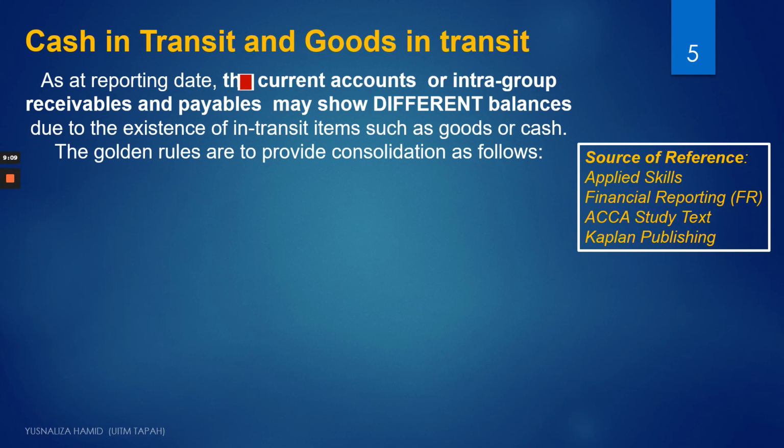As at reporting date, the current account or the intra-group receivables and payables, if you have transacted between parent and subsidiaries or maybe among subsidiaries themselves that are controlled by the same parent, it may show different balances due to the existence of these in-transit items such as goods or cash in transit. So what are the golden rules here? It is to provide consolidation as follows.